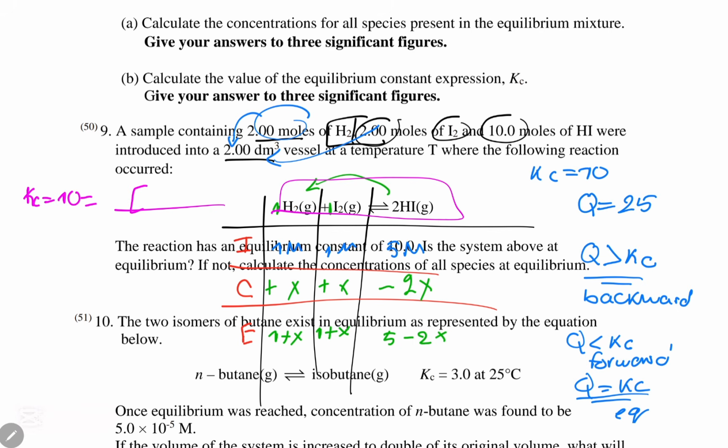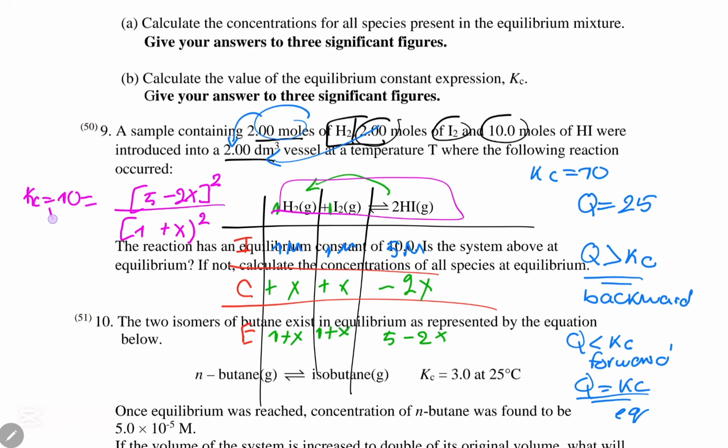Always take the reaction in the form that they gave you. Do not flip it, even if it's the backward reaction. You're taking it like this, okay? So it's going to be the concentration of HI, which is 5 minus 2x to the power of its coefficient, which is 2, divided by the concentration of H2 times the concentration of I2, so 1 plus x squared, because it's 1 plus x times 1 plus x, it's equal to 10.